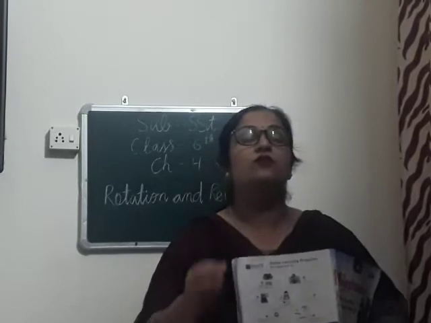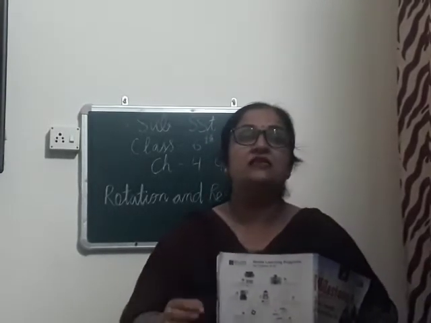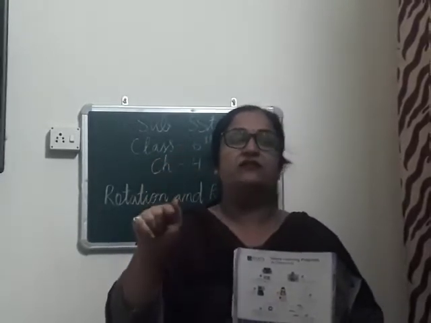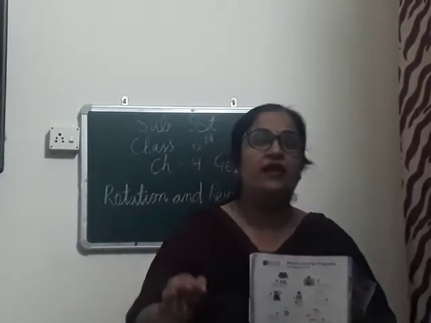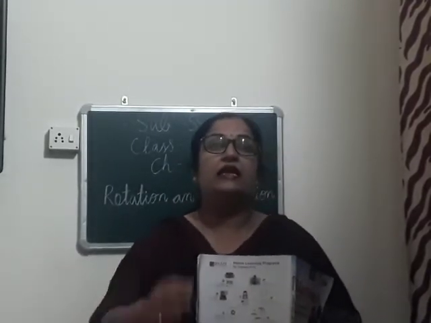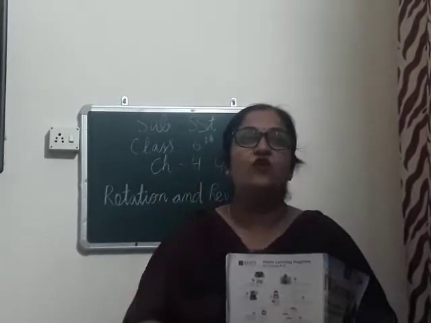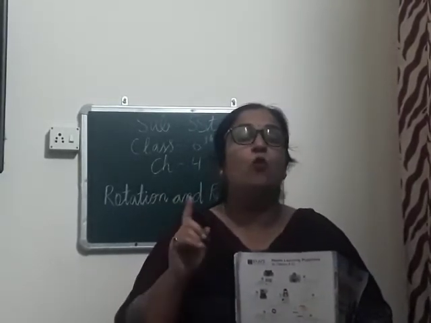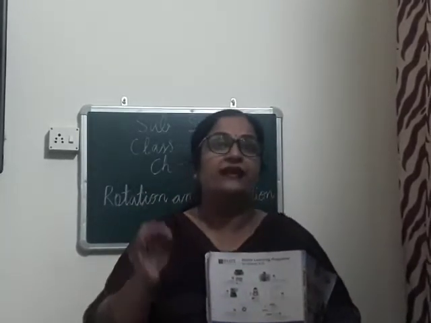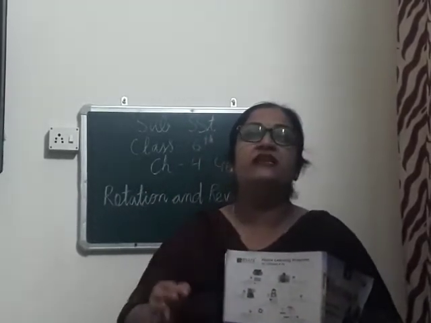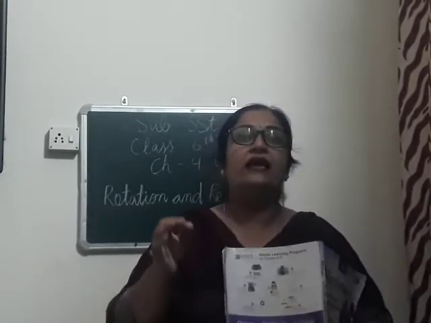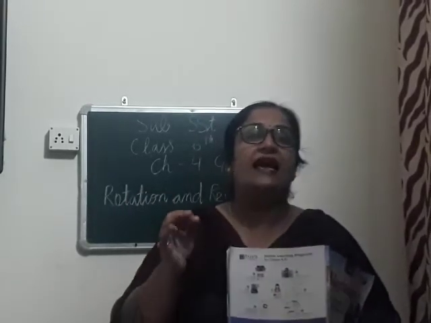The Earth continuously spins like a top from west to east, and this spinning of the Earth is called rotation. Right? It takes 24 hours to make one complete rotation. The Earth rotates along an imaginary line. What is that line? It rotates on its axis.